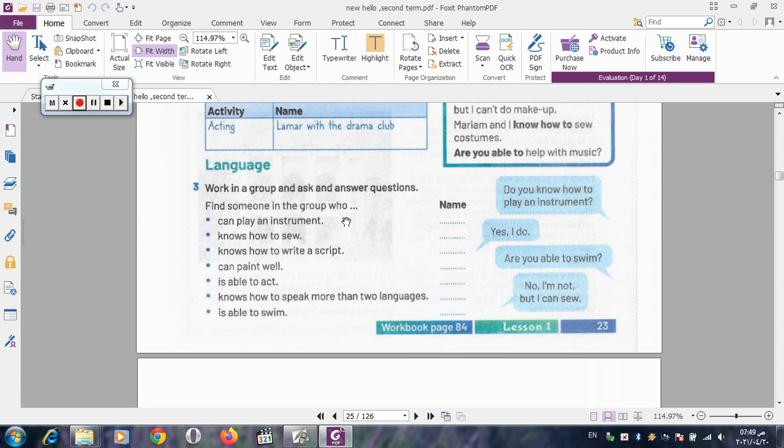Here, if you want to work in a group, for example, find someone in the group who can play an instrument. We will look at them in another page, not now. Knows how to sew, knows how to write a script, can paint well, is able to act, knows how to speak more than two languages, and so on.